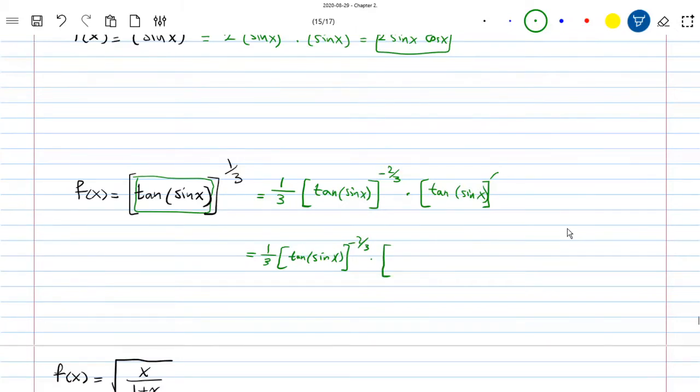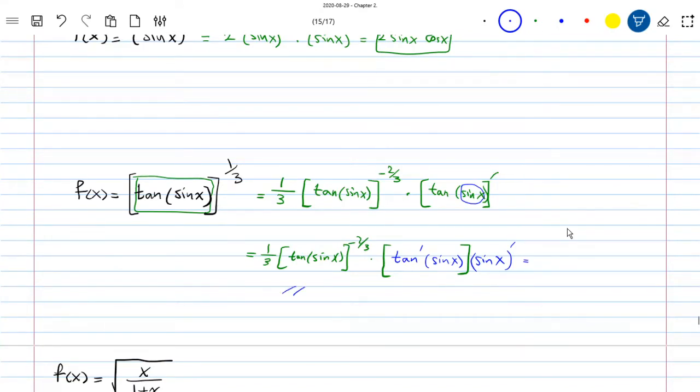What is the derivative of tangent sine x? Now you see you have an inside function sine x and an outside function tangent. I'm going to write the chain rule. Derivative of the outside operating on the inside. Multiply by the derivative of the inside by chain rule. Sine x derivative. What is the derivative of tangent?